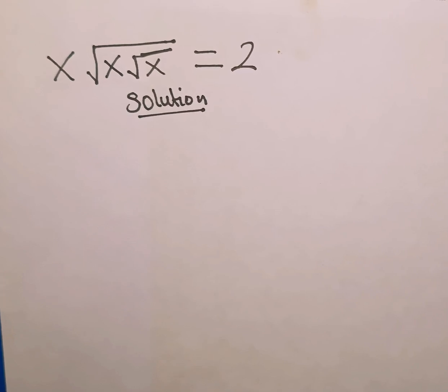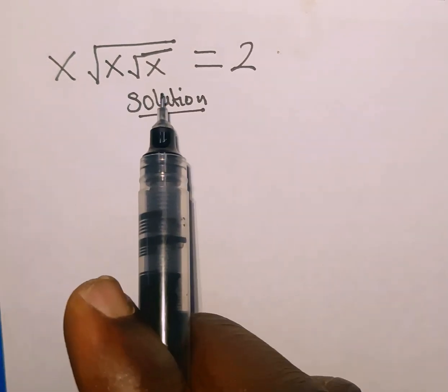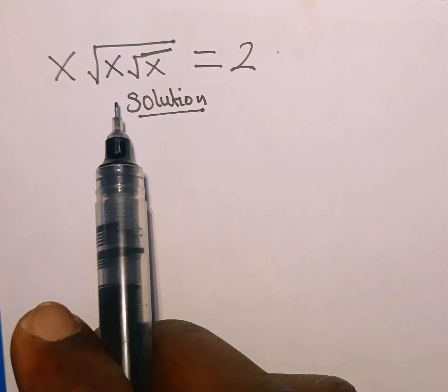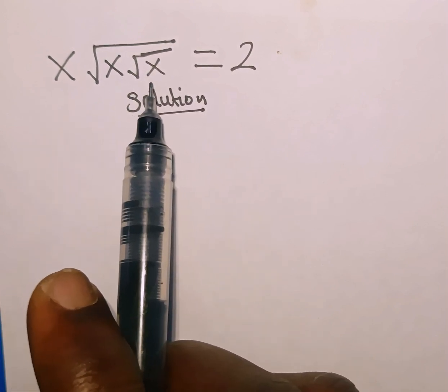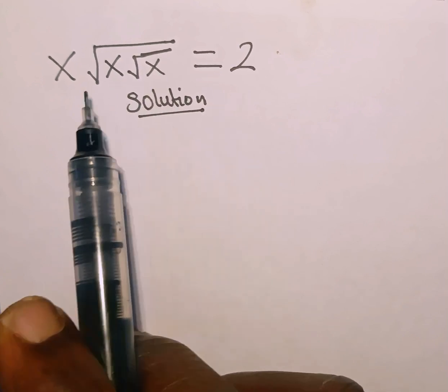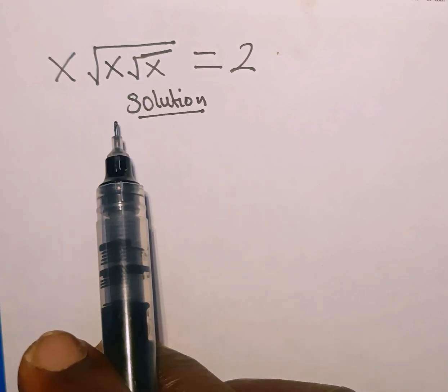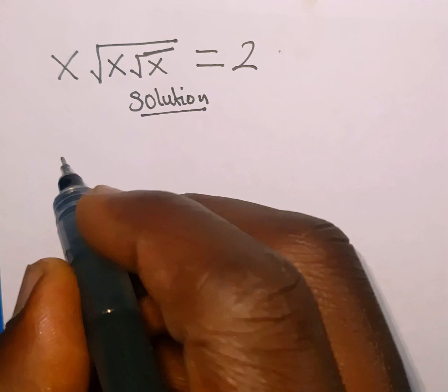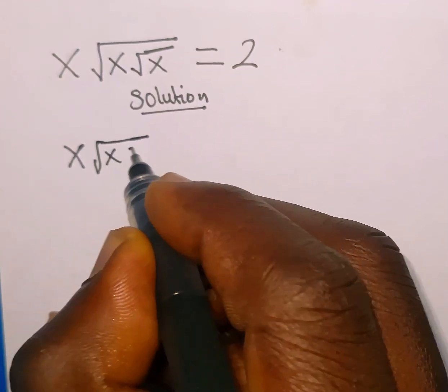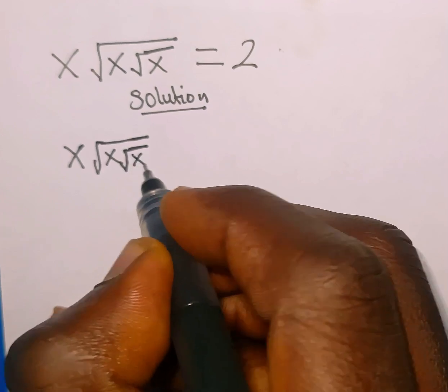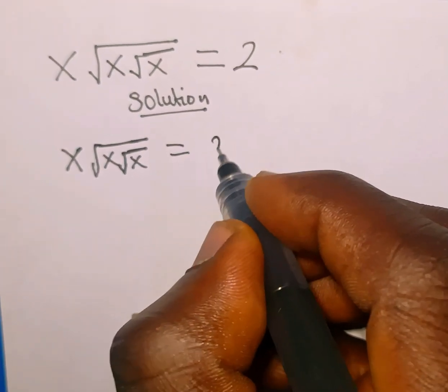In today's tutorial, we're going to learn how to solve for the value of x from this simple Olympiad mathematics problem. The given equation is x times the square root of x is equal to 2, and we're asked to solve for the value of x. So the first thing we're going to do is to rewrite the equation. We have x root of x, then inside the square root, we have another root x, which is the same as 2.